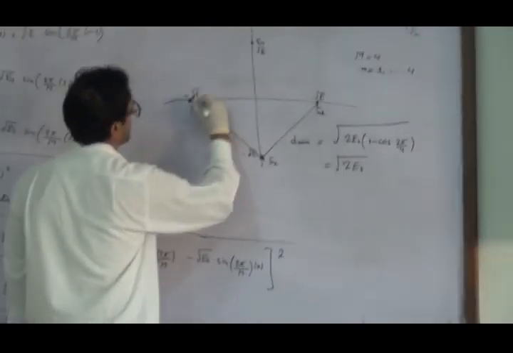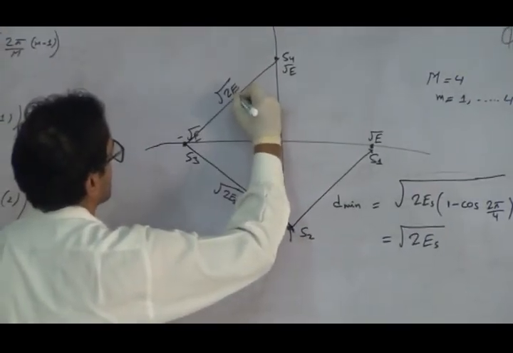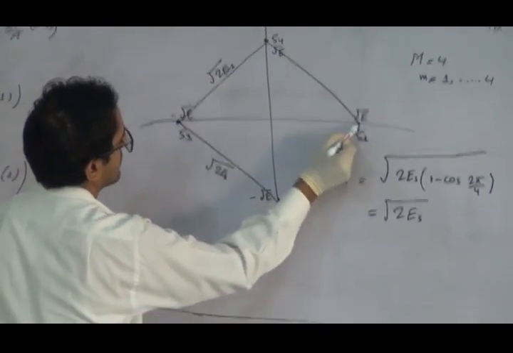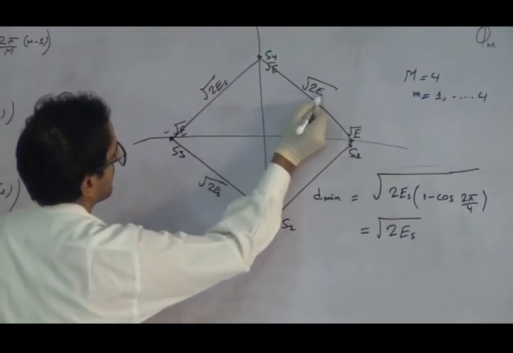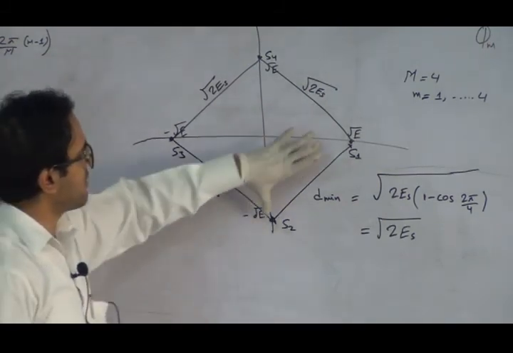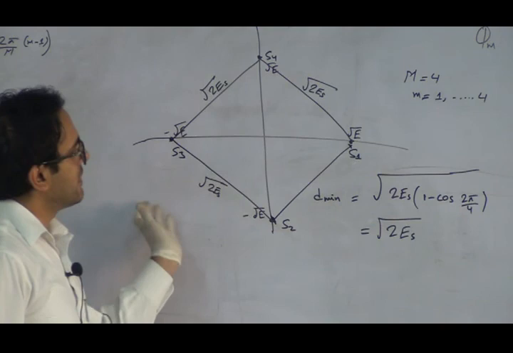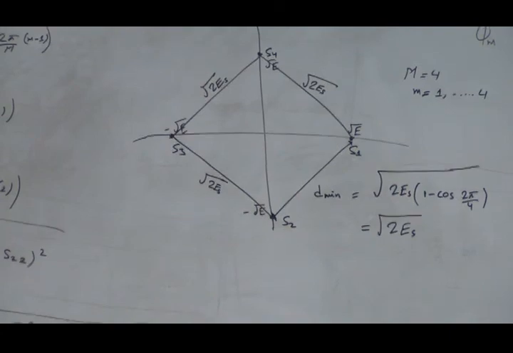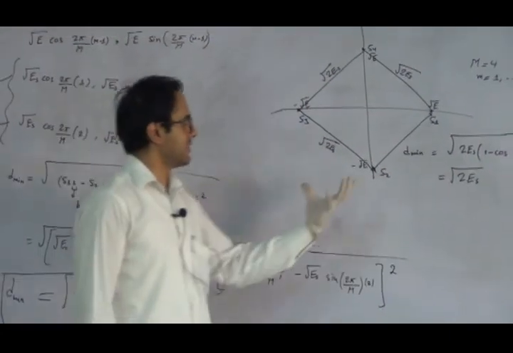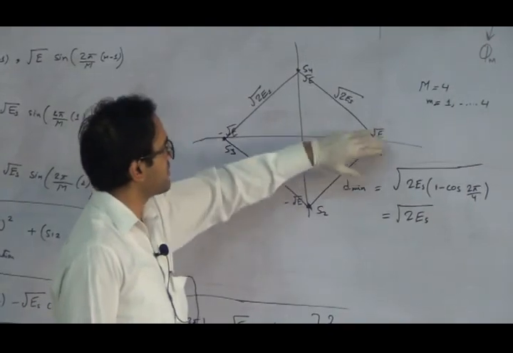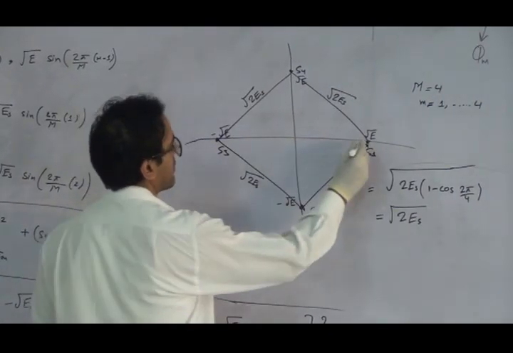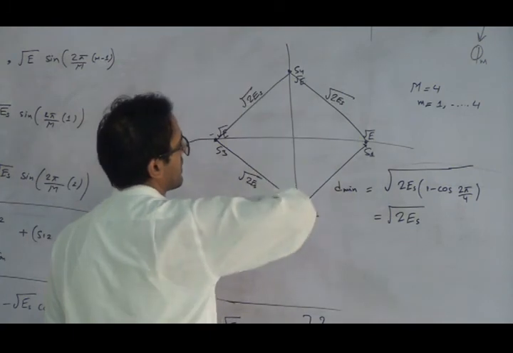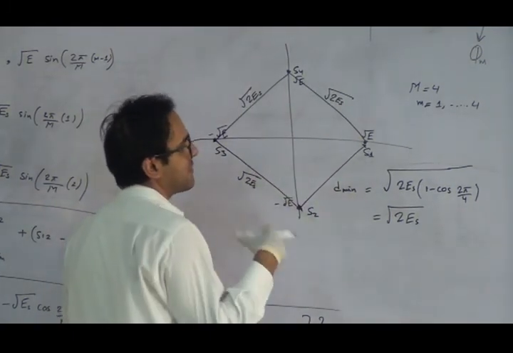Under root 2ES, under root 2ES, and finally this distance is under root 2ES. Remember, this is the distance between the two neighbors, right? This is under root 2ES, the minimum distance between the neighbors. As you increase the value of capital M, this distance will reduce. The distance between the two neighbors will reduce because, like I said earlier, you are going to include more points on the same circle, right? So the minimum distance will reduce, right?